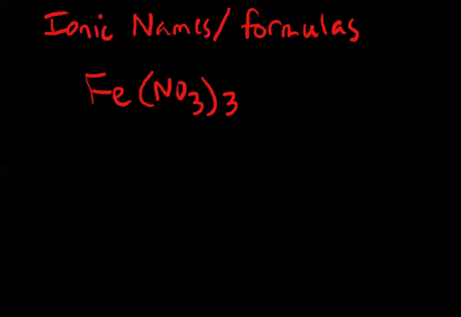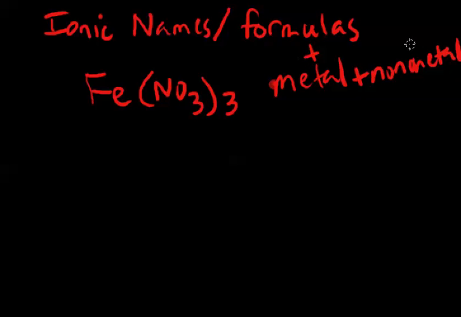So we're going to get some practice now with writing some names for ionic compounds and also for some formulas. Now, for the most part, if it's ionic, what you're going to have is a metal plus a non-metal. That's how you're going to know it's ionic, because metals form positive ions, non-metals form negative ions, and those will form an ionic bond.